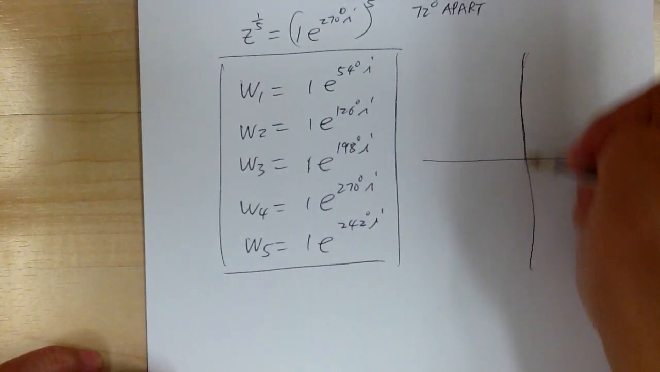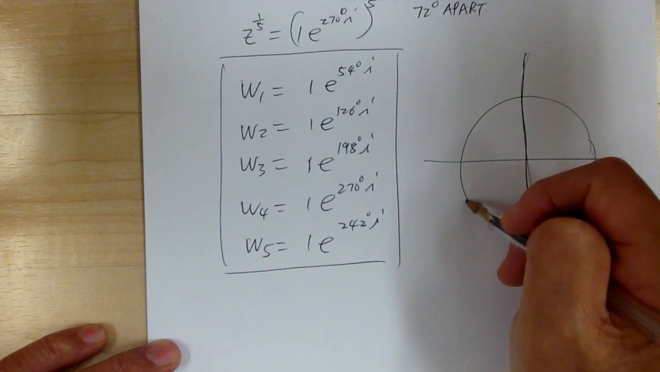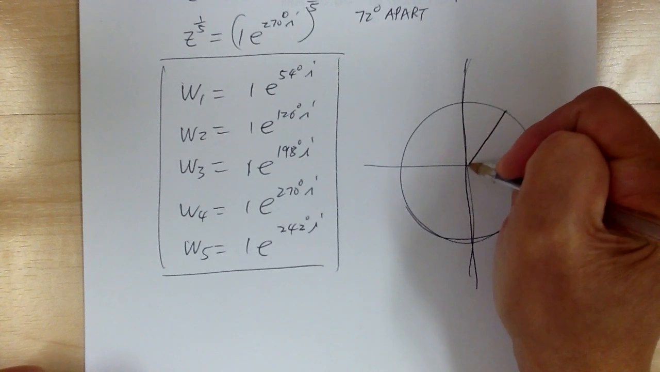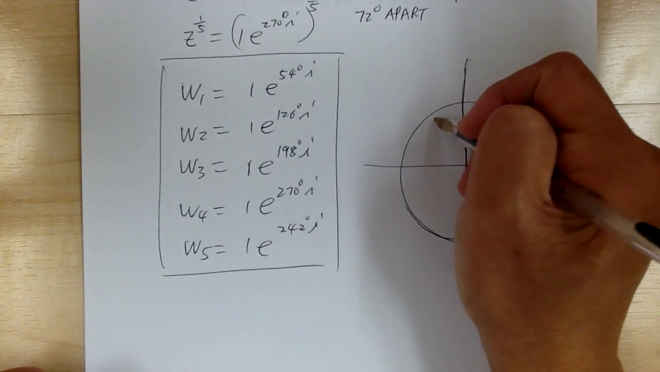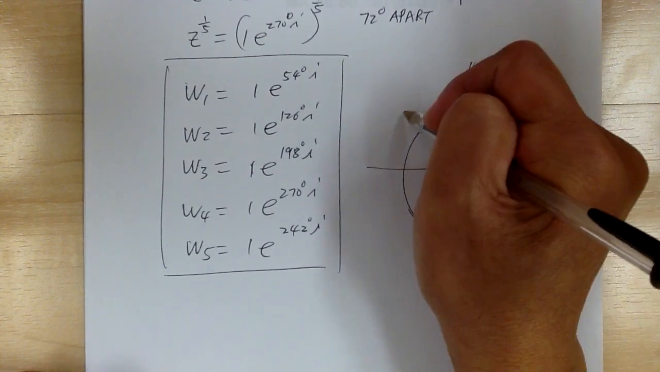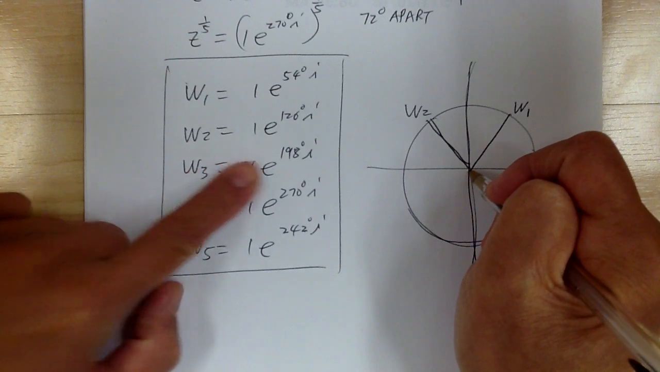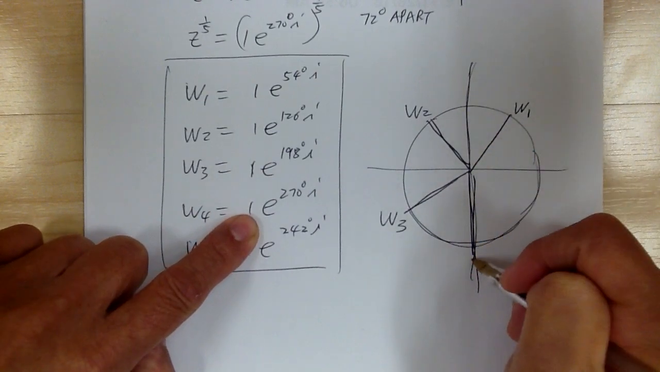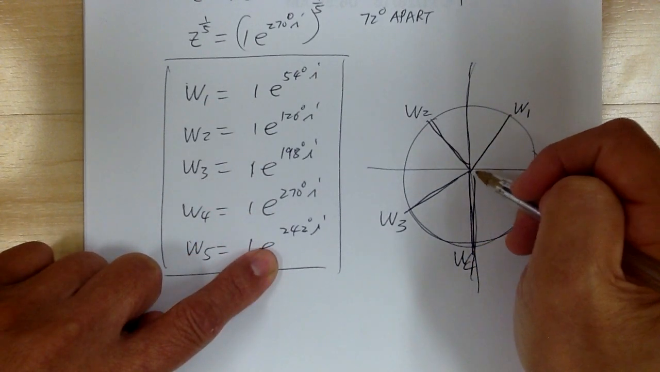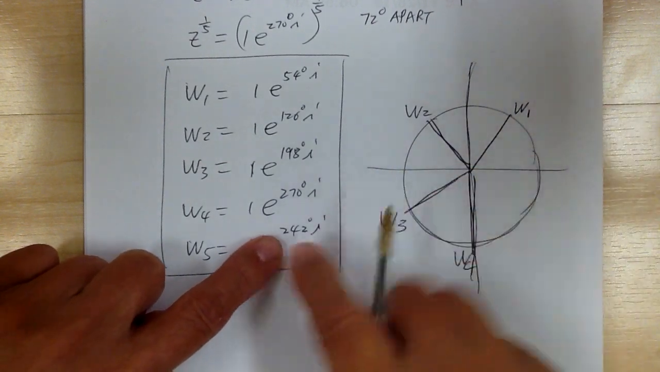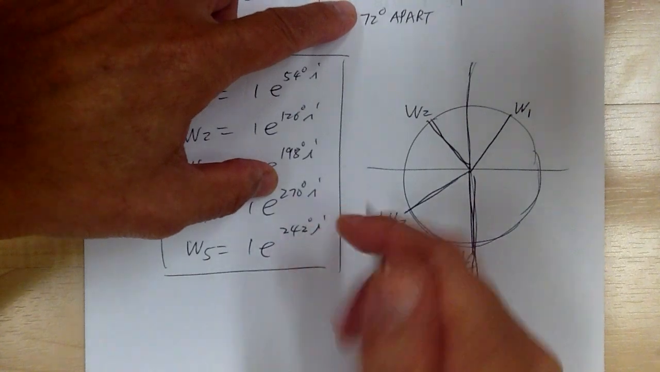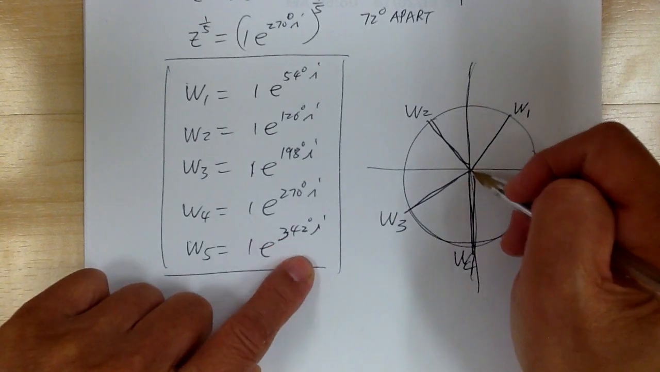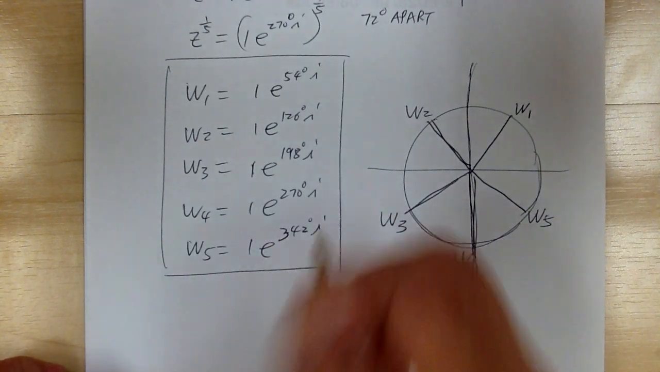Now, if you were to sketch it out, okay, the first one is 54 degrees. It's about right over here, so that's your W1, and 126 degrees, that's W2. 198 is about right over here, so that's W3, and over here that's your W4. And oh wait, this is not right. 342. Yeah, 342. Okay. And so this would be right over here. So that's your W5. Okay.